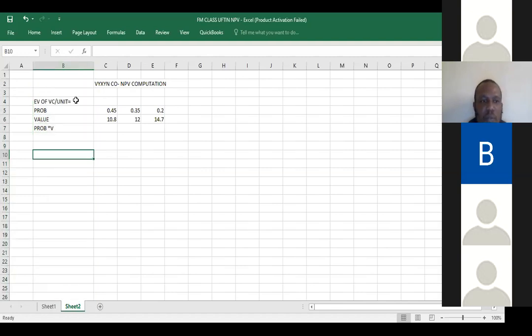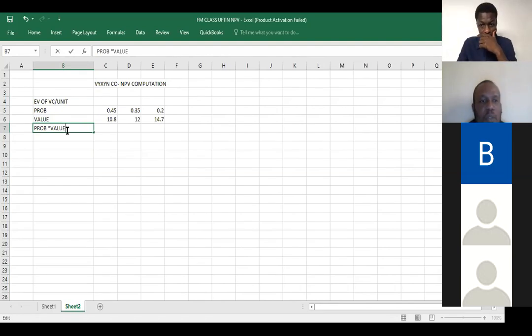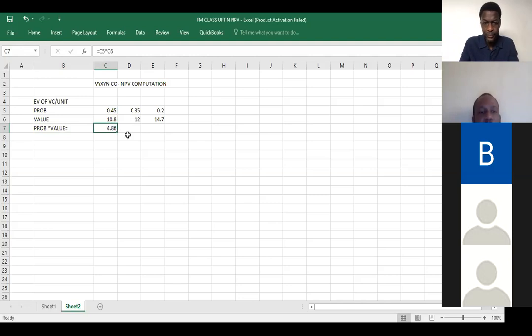So our probability times value will be equal to, so basically what we'll do is multiply them by each other. So the first one, the probability multiplied by our value, right? By value, that's C6. And then we can drag it for the three of them.